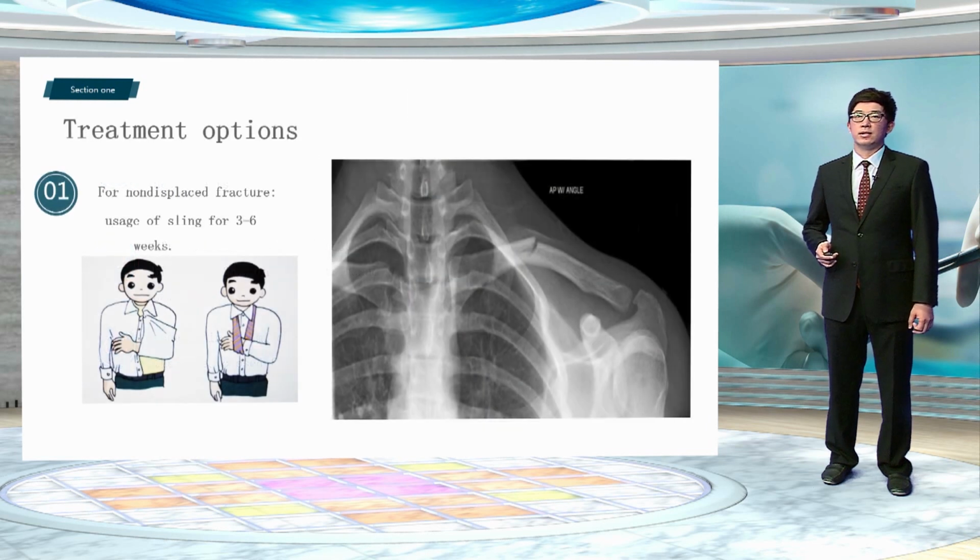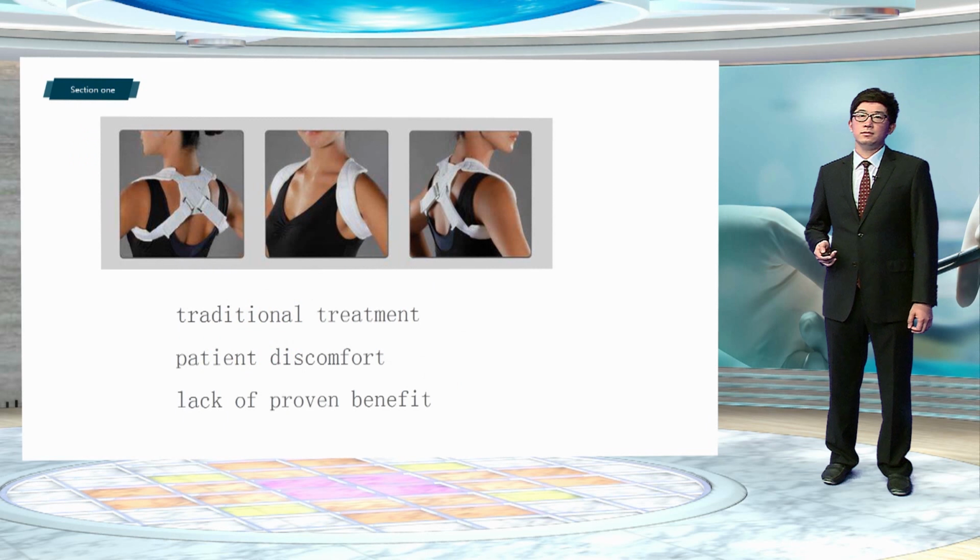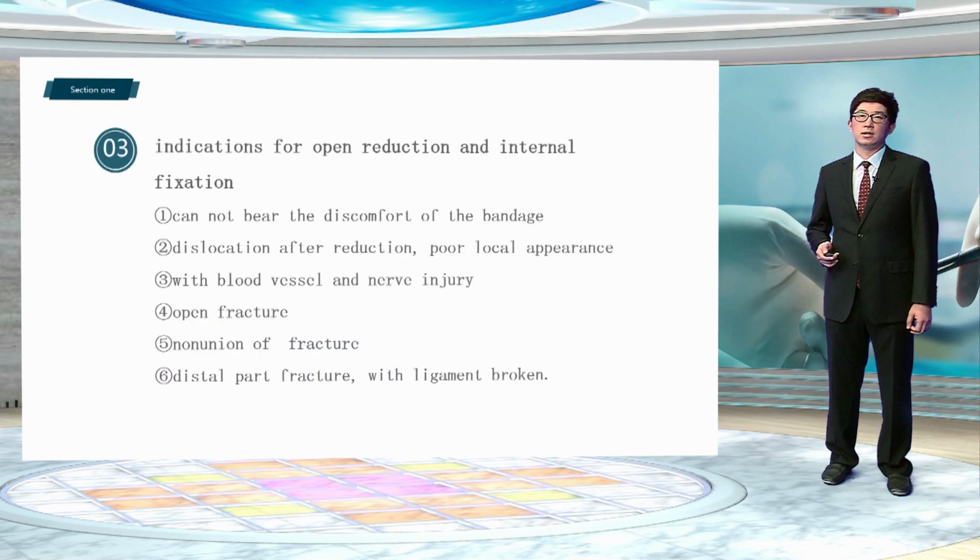For the treatment of non-displaced fracture, we use a sling for 3 to 6 weeks. For displaced middle part fracture, we do the reduction by manipulation and use a figure of 8 shape bandage. The traditional treatment always makes the patient feel uncomfortable, and it lacks proven benefit.